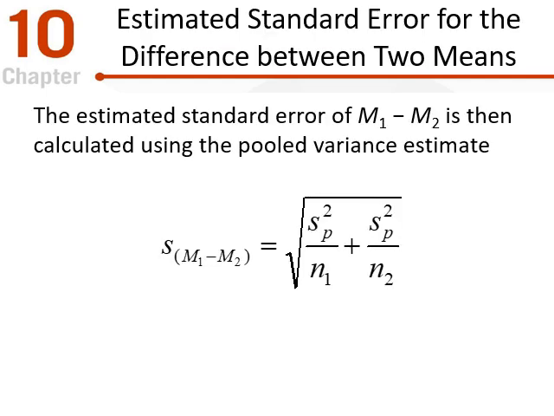Let's look at the estimated standard error for the difference between the two means. The equation for this is the square root of the pooled variance over n for the first sample plus the pooled variance over n for the second sample.